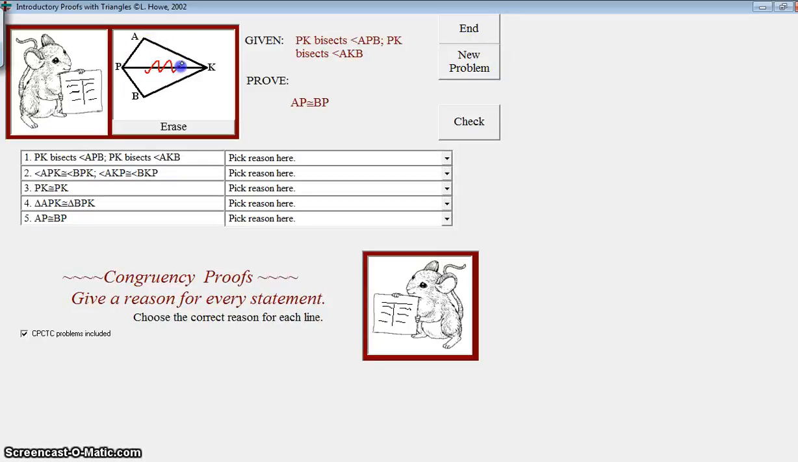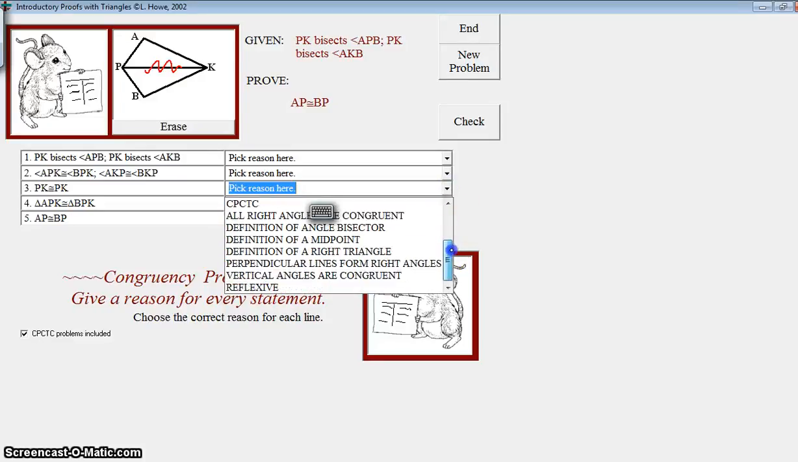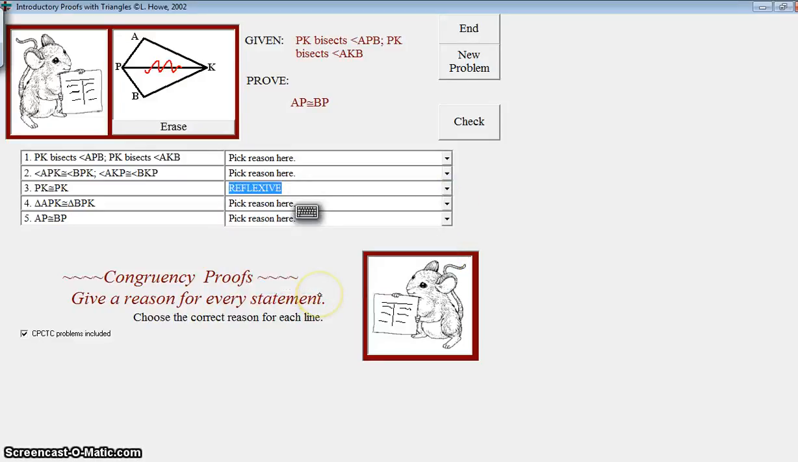Would be really helpful if I could write on it. Good. So I'm now telling myself that PK is congruent to PK, and I'm going to go ahead and set that reason right now. I know that that's the reflexive property. And I'm also told that PK bisects angle APB. Well, if it bisects the angle, then these two angles have the same measure. They're each half the measure of APB.